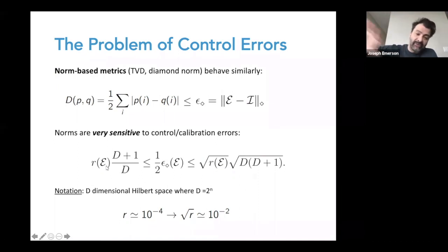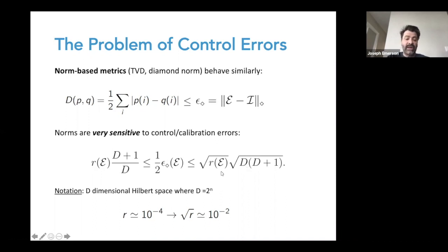So now forget about the idle gate errors. Just assume you're only interested in errors estimated via randomized benchmarking. That gives you very little information, not only about the idle errors, but also about these norm-based errors. The reason is that the upper bound on the diamond norm and the total variational distance is given by the square root of the infidelity times a dimensional factor of order the Hilbert space.